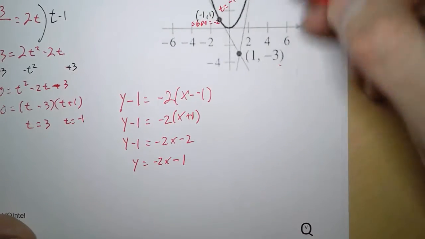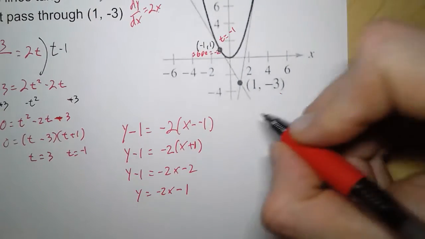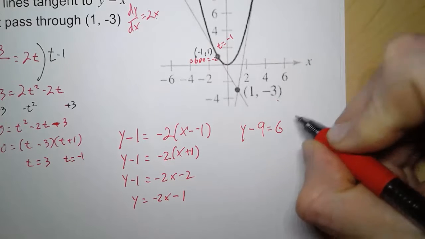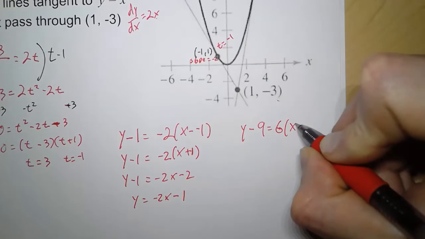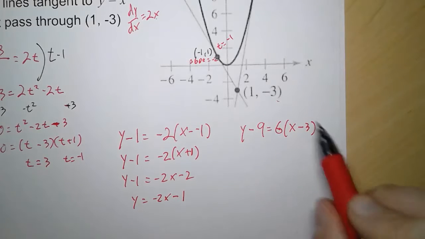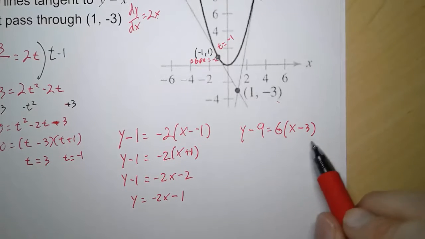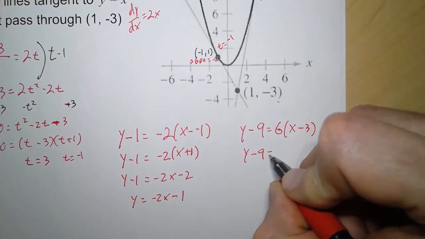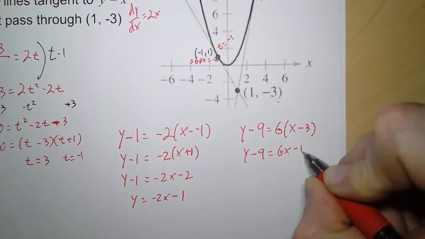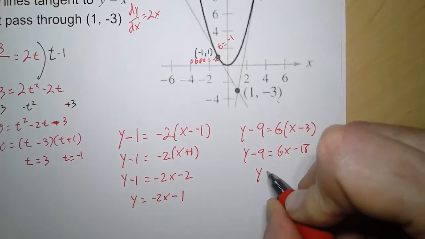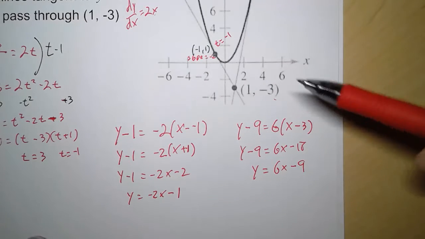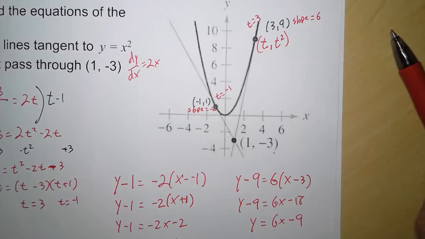Now we'll do the same thing for this tangent line up here. So the y value of that point is 9. So y minus 9 equals, the slope is 6, twice the x value, times x minus 3. And that's point slope form. No more need for simplifying there. But to put it in slope-intercept form, we'll multiply in 6. So y minus 9 equals 6x minus 18. And then we add 9. And so we get y equals 6x minus 9. And that's the equations of these 2 tangent lines.